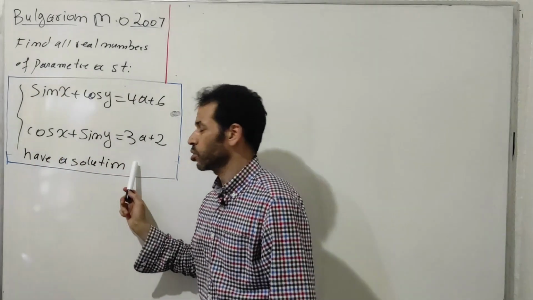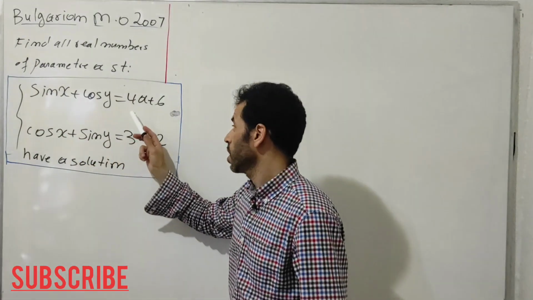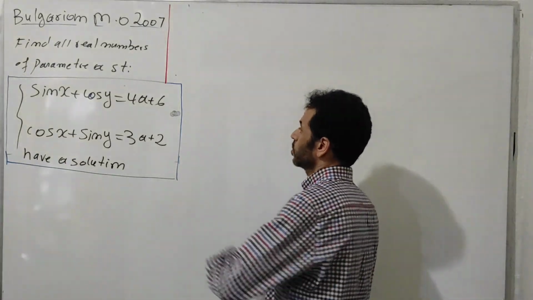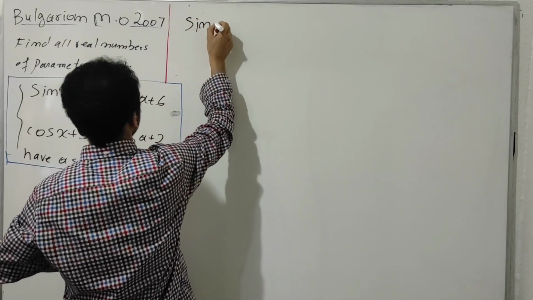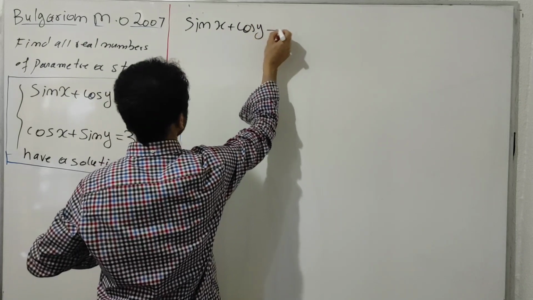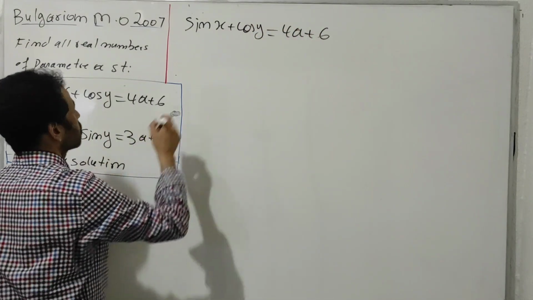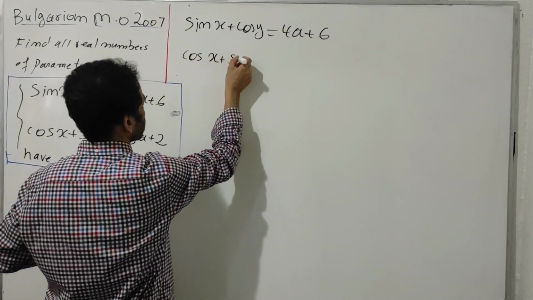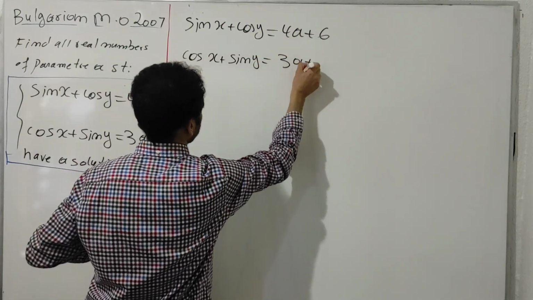I have a solution, okay? So the equation involves two variables, x and y, and parameter a. Let's get into the solution now. We have the following equation system. We have sine x plus cosine y equals 4a plus 6. The second equation, we have cosine x plus sine y equals 3a plus 2.